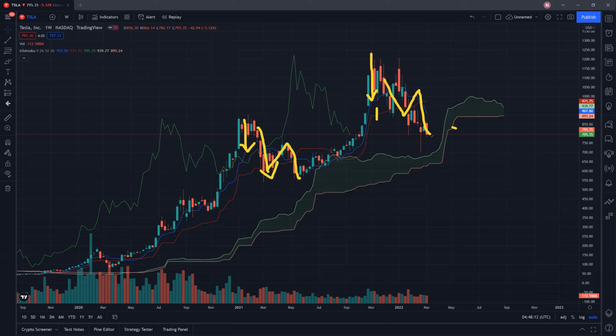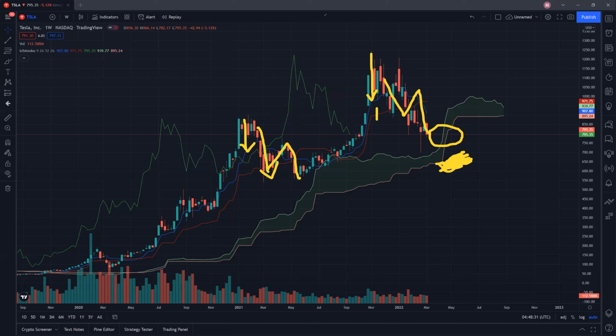So I will say that I'll be watching this cloud support here, and Tesla at about maybe $600 to $700 levels. If we manage to come to these levels and then we see a lot of bear traps and bullish candles appearing, then potentially it may be a buy for Tesla.